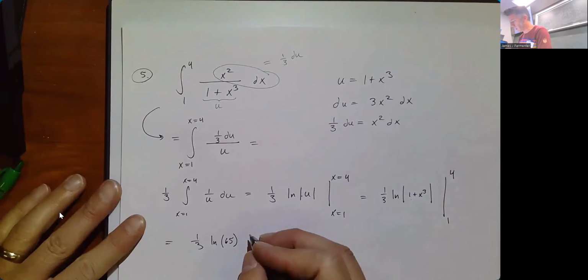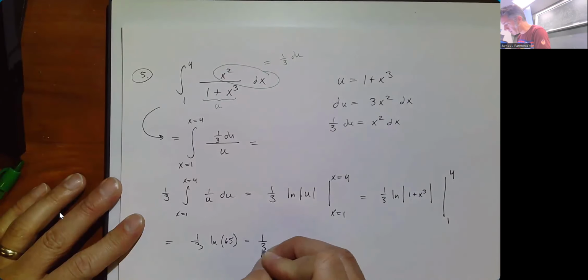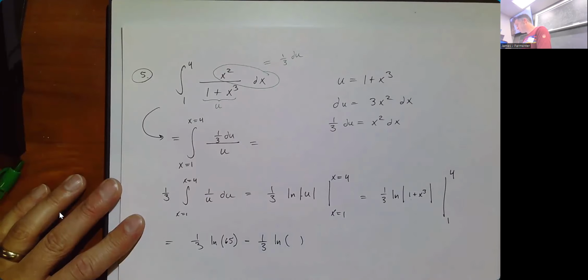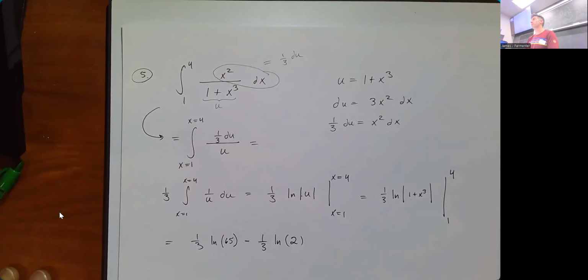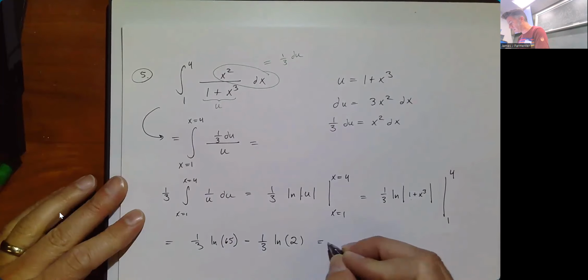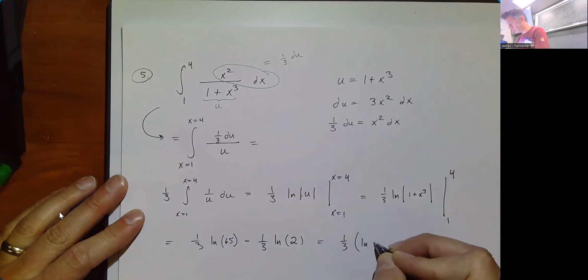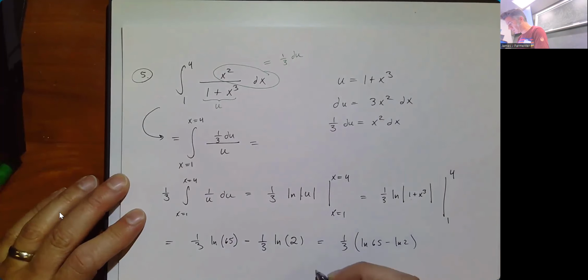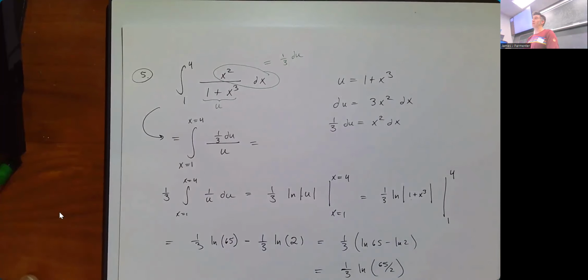Thought you had a question there, Tasia. Minus 1/3 the natural log of what? If this was your answer, that would be totally fine, and I would leave it that way. But if this was a question in a book and you wanted to check your answer, the way the book would probably write the correct solution is as 1/3 times natural log of 65 minus natural log of 2, which they would then simplify further as 1/3 times the natural log of 65 divided by 2. Just be aware that that's often the simplification people are going to make.